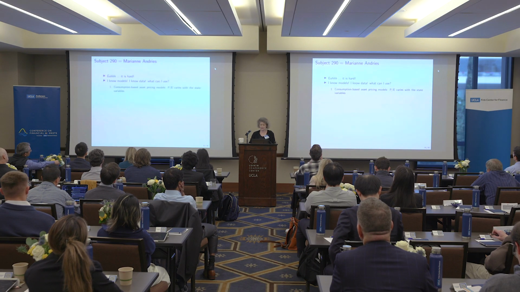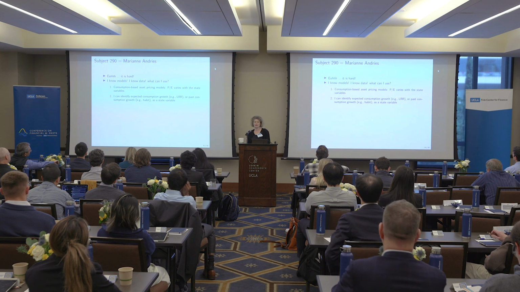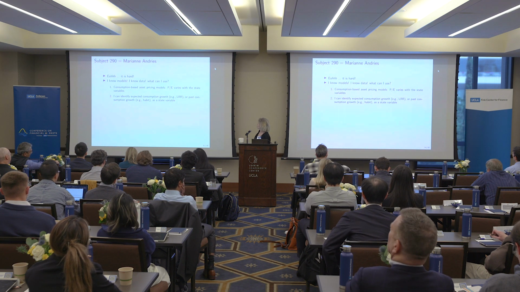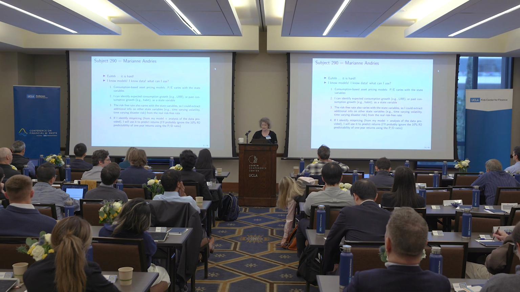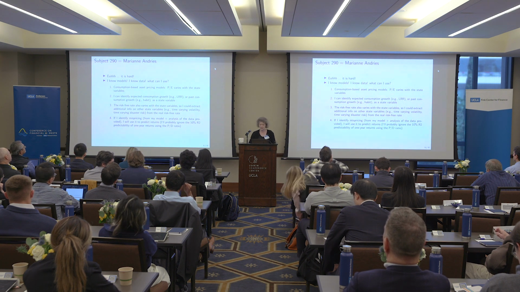Among these, I identify expected consumption growth as one state variable that I can use from long-run risk models, or past consumption growth that I can use in a habit model. So these I know roughly what they should do to my price earning ratio. And then I also have a risk-free rate, or I can figure it out. And if there are other state variables related to consumption growth, I could try to extract them from my risk-free rate. So if I have time-varying volatility or time-varying disaster risk, that should enter my risk-free rate, which should then be in my price-earning ratio. So I have some things to do. Let me go back to the data. I'm going to try to identify mispricing from that.